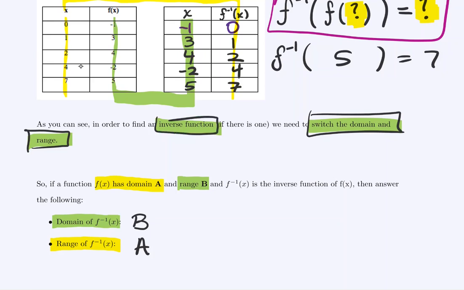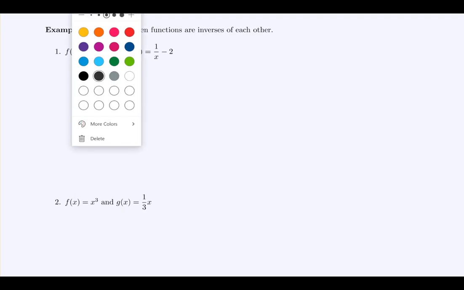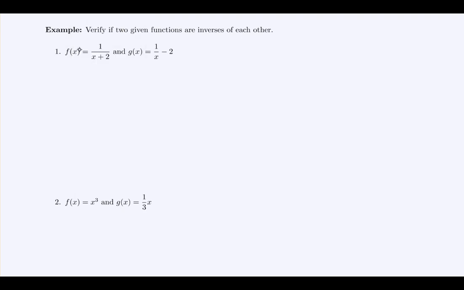And that's what we saw in this table. The inputs of the original became the outputs of the inverse. The outputs of the original became the input of the inverse. Now in this next example, we're going to use our definition of inverse functions to verify if two given functions are inverses.